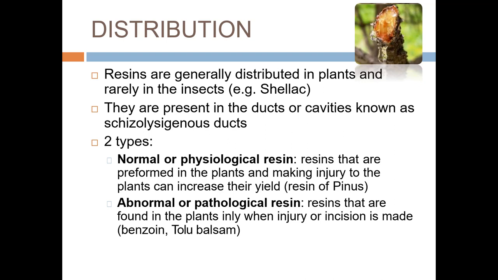So there are two types of resins. One is normal or physiological resins, and the second one is abnormal or pathological resins. Normal or physiological resins are freely formed in the plants, and making injury to the plants can increase their yield, their production. For example, resins of the fine. Abnormal or pathological resins are found in the plants only when injury or incision is made, like benzoin and tolu balsams.